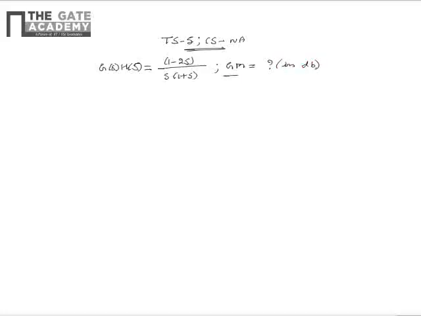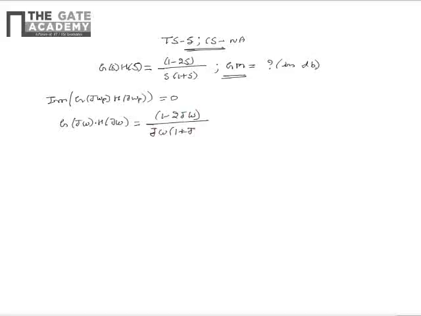We know that the gain margin of a control system is dependent on the phase crossover frequency, and at phase crossover frequency, the imaginary part of G(j omega)H(j omega) is 0. So for that, let us first find out G(j omega)H(j omega) by substituting s equal to j omega. So the given open loop transfer function can be simplified as (1 minus 2j omega) divided by j omega multiplied by (1 plus j omega). So this can further be simplified as minus j into (1 minus 2j omega) divided by omega into (1 plus j omega).